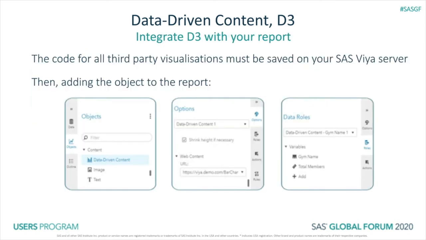Okay, so getting that graph into your report, first of all, we need to save the code on your SAS Viya server. There is a specific folder to save it in. Once you've done that, add the object into your report, specify the web content URL in the Options tab to point to your graph that you've saved on your SAS Viya server. The last thing to do is add the data roles. So it's just like a normal graph. Now we've embedded it. The data roles expects variables. The variables are dependent on how you've coded the graph. So in this case, I've added gym name and total members.